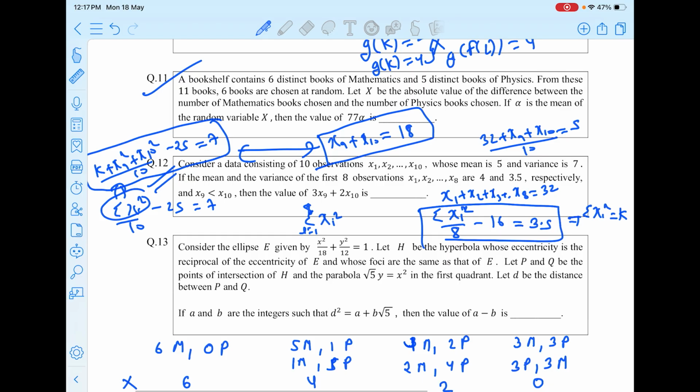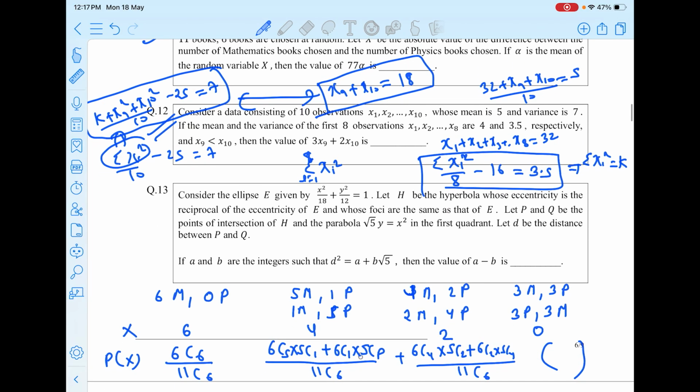Now consider the ellipse E given by x square by 18 plus y square by 12 is equal to 1. H be the hyperbola whose eccentricity is the reciprocal of eccentricity of E. Now these types of questions, I have seen 2 to 3 times in mains exam itself. That ellipse is given, hyperbola is given, and that relationship will be there, that eccentricity of the hyperbola is reciprocal of eccentricity of the ellipse, and foci is same as E.